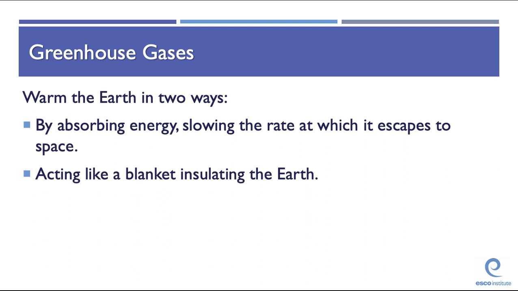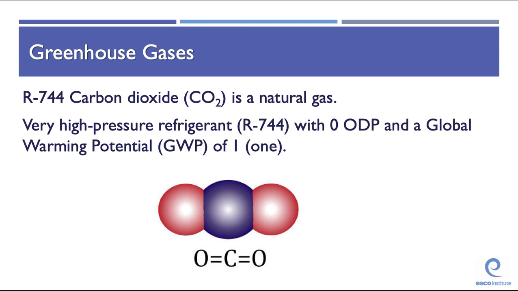Greenhouse gases, GHGs, warm the Earth in two ways. They absorb energy, slowing the rate at which it escapes to space, and act like a blanket insulating the Earth. Examples of greenhouse gases and their effects on the atmosphere: one of them is R744, carbon dioxide, CO2. It's a natural gas. A very high pressure refrigerant, R744, with a 0 ODP, it can have a global warming potential of 1.